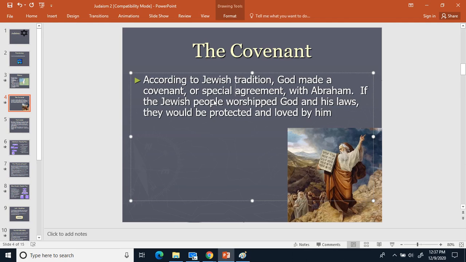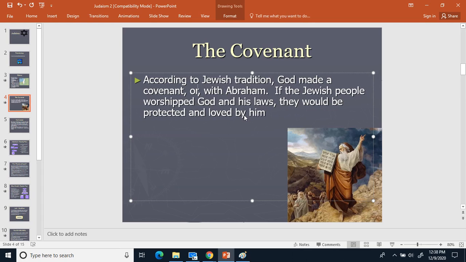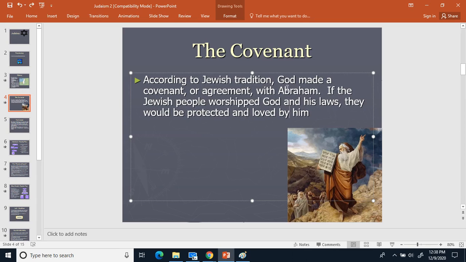So a covenant is a special agreement. That's number 1. So this covenant, the special agreement, is made between God and Abraham. Let's write down that it's between God and Abraham first. Let's write that down for number 2. So number 2, between God and Abraham.